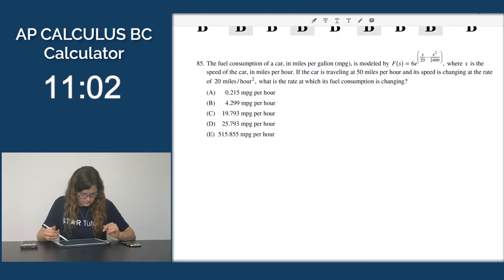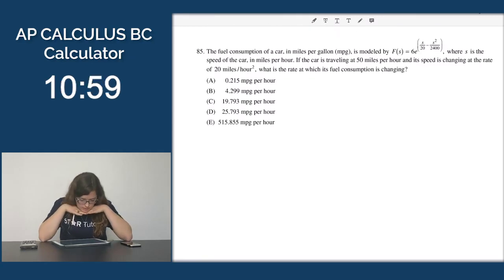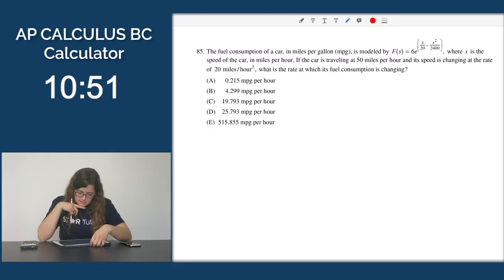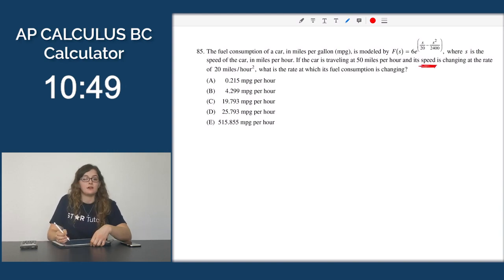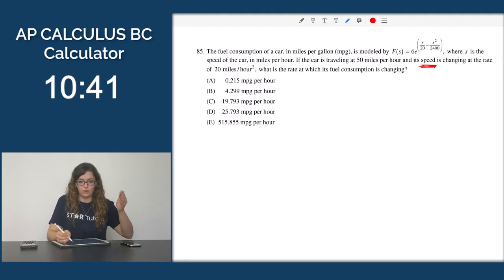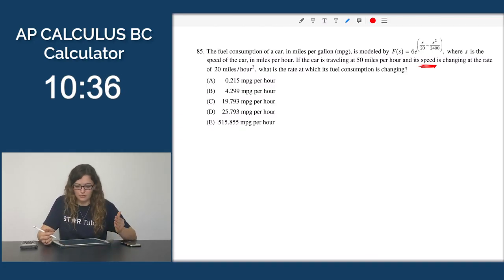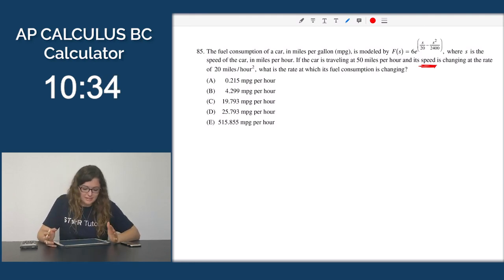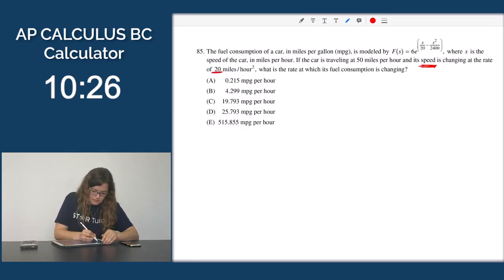Cool. Fuel consumption of a car is modeled by this, where S is the speed of the car in miles per hour. If the car is traveling 50 miles per hour, it's speed. Be careful there, it's talking about speed rather than velocity. You want to pay attention. They're different. So speed is the absolute value of the velocity. Velocity tells you if you're going right or left, but the speed tells you whether you're moving. Your speed is the absolute value of the velocity. It's always positive.